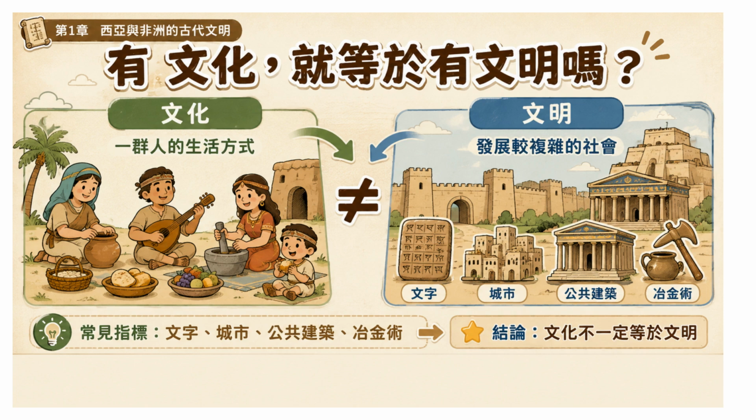Culture means the way a group of people lives. In the left picture, notice the food, music, clothing, and daily activities. Civilization usually means a society has developed more complex systems. On the right, we can see examples such as writing, cities, public buildings, and metallurgy. So, culture and civilization are related, but they are not exactly the same.